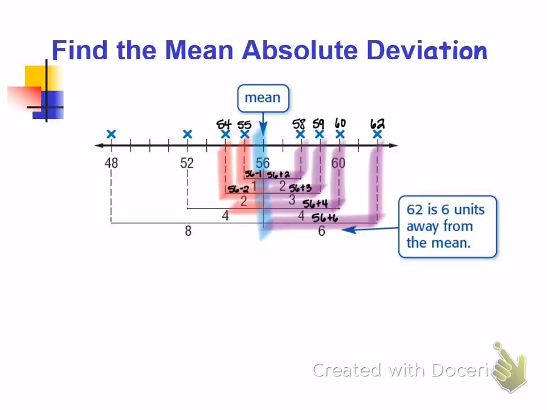If we left our mean and went 4 to the left, that would be 56 minus 4, which means that this data value was 52. And if we left our mean and went 8 to the left, that would be 56 minus 8, which leaves us at 48. So by using the deviation and this number line, we were able to recreate the data set. This is not typically how we would see the information presented.